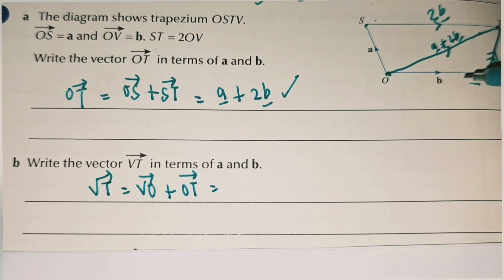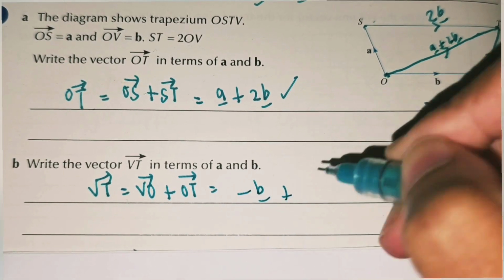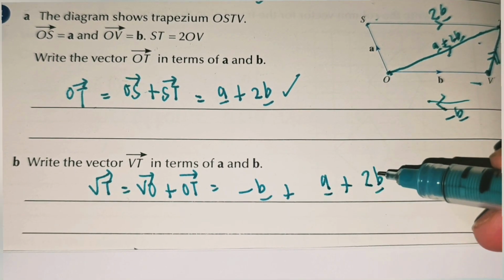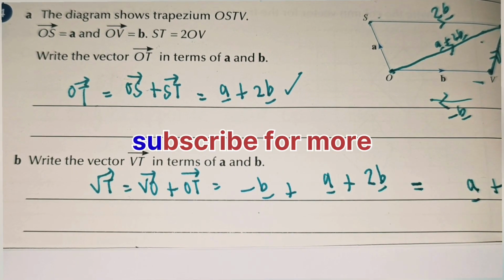VO will be minus B because OV is B. So VO in the other direction would be minus B, plus OT, which is A plus 2B as was seen in the first part. So simplify this, it would be A plus B.